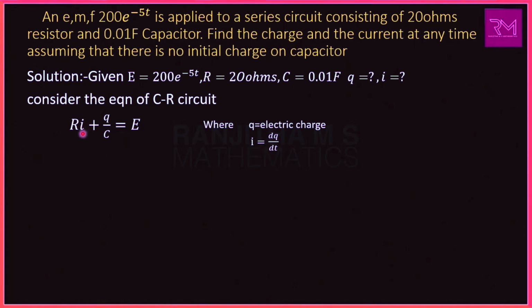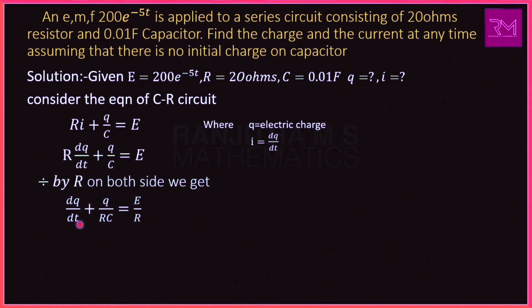First step, we have to substitute I as dQ by dt. We get R into dQ by dt plus Q by C equal to E. Next step, we have to find the general solution for this differential equation. For that, we have to reduce this differential equation to a linear differential equation. Therefore, we divide throughout the equation by R. We get dQ by dt plus Q by RC equal to E by R.